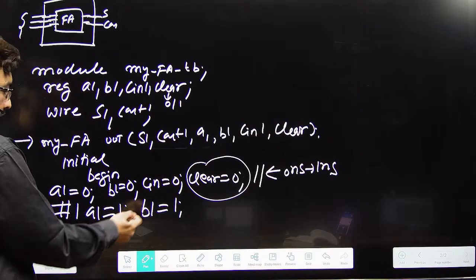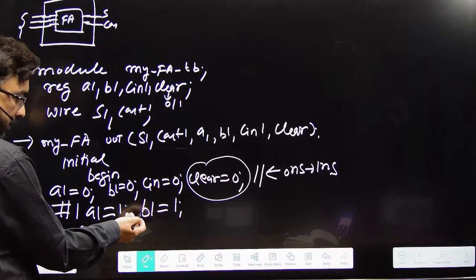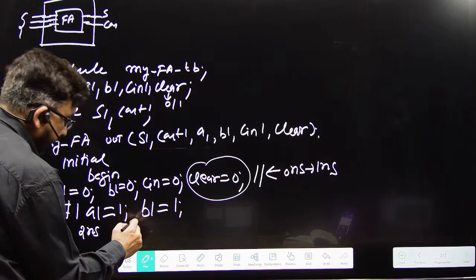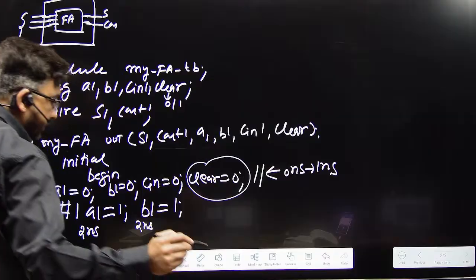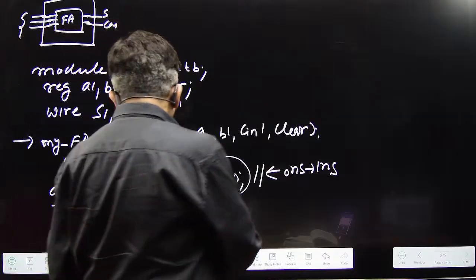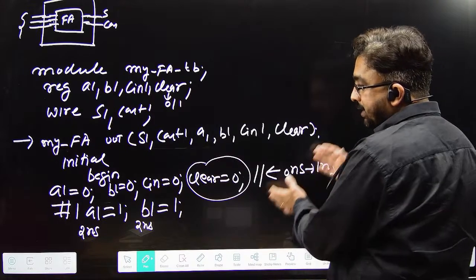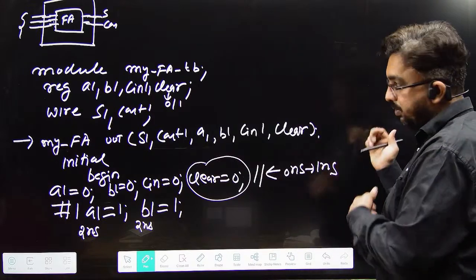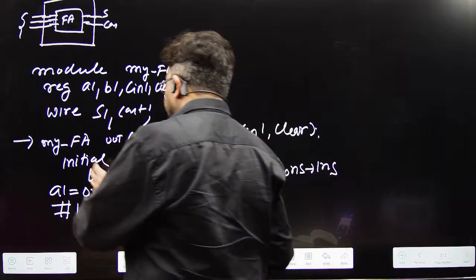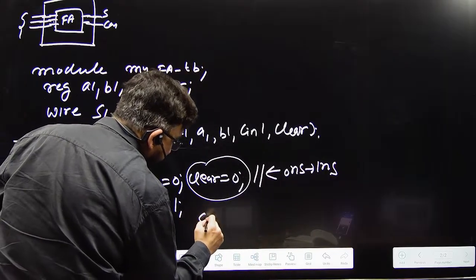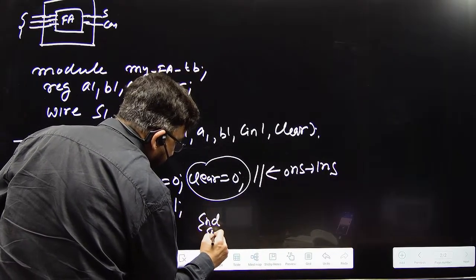What will happen here? This will also be changed at 2 nanosecond. We will check. In this way, we will give the stimulus values and check the output in a waveform. And then in the last, you have to write end module.